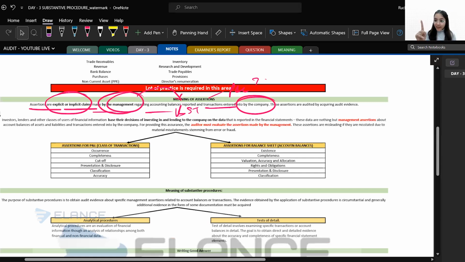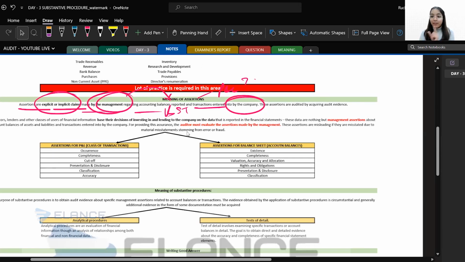Understand that. I have just taken an example of an investor. Now, there could be any lender as well, right? Or the other shareholders or the other stakeholders. They will take decisions on the basis of financial statements, right? Whether I need to invest in the company, whether I need to lend to the company. Now, the company has those financial statements, right? Those are the management assertions. What will the auditor do? The auditor will evaluate these assertions. They will test these assertions, right? Because there's a possibility that these assertions could be misleading. And how can it be misleading, ma'am?